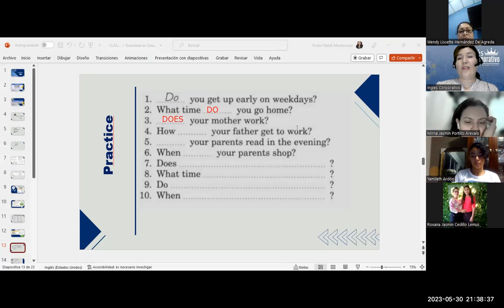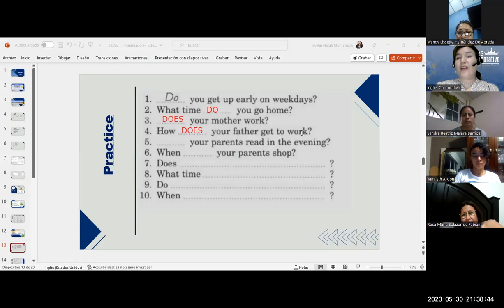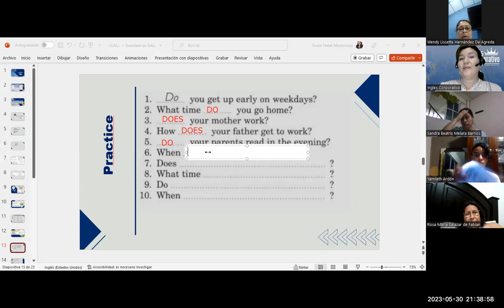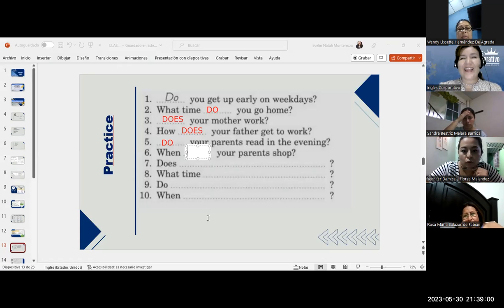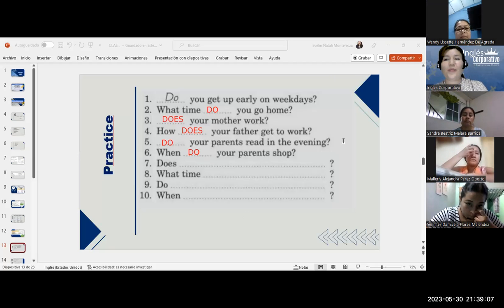How your father get to work? Does your father. Does. How does your father get to work? What about this one? Do your parents read in the evening? Yes. When? I know. When do your parents shop? Okay. Kaiser, ¿qué pasó?